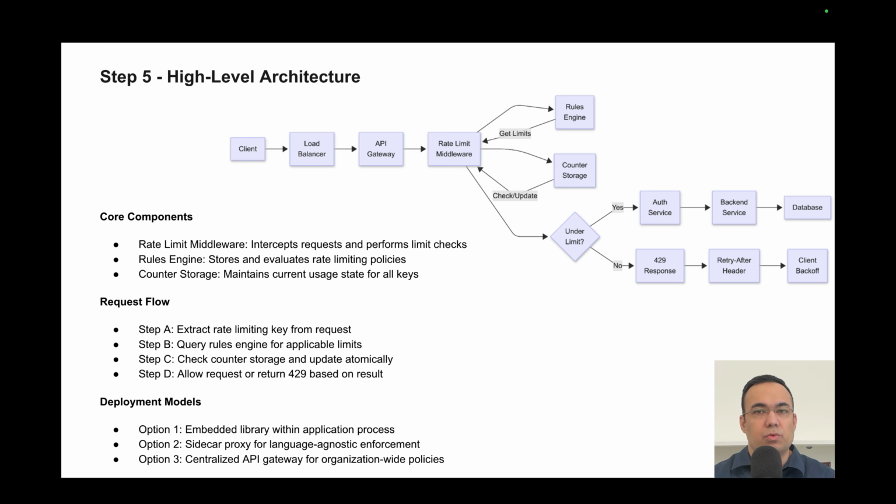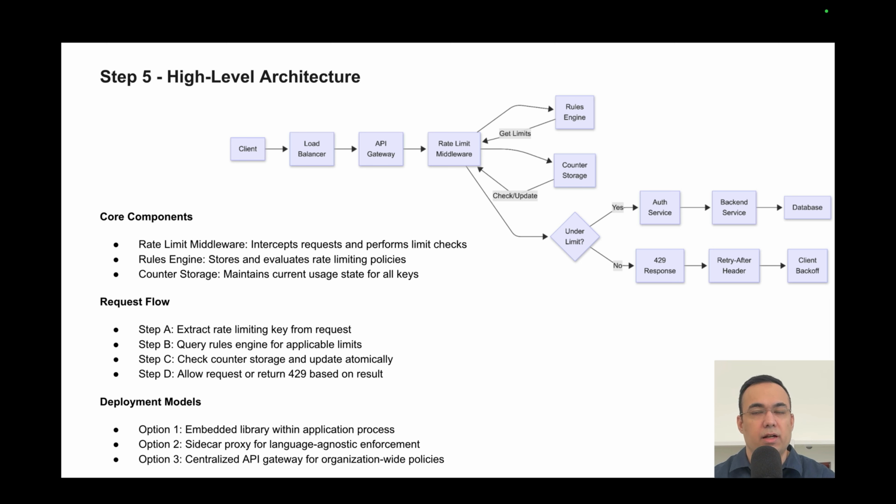The request flow works like this. Step A is extracting the rate limiting key from the request based on the user ID, IP, or API key. Step B is querying the rules engine for the applicable limits for this key and endpoint combination. Step C is checking the counter storage and updating it atomically. This must be atomic to prevent race conditions. Step D is either allowing the request and forwarding it to the backend or returning an HTTP 429 response with appropriate headers. We should also consider deployment models.